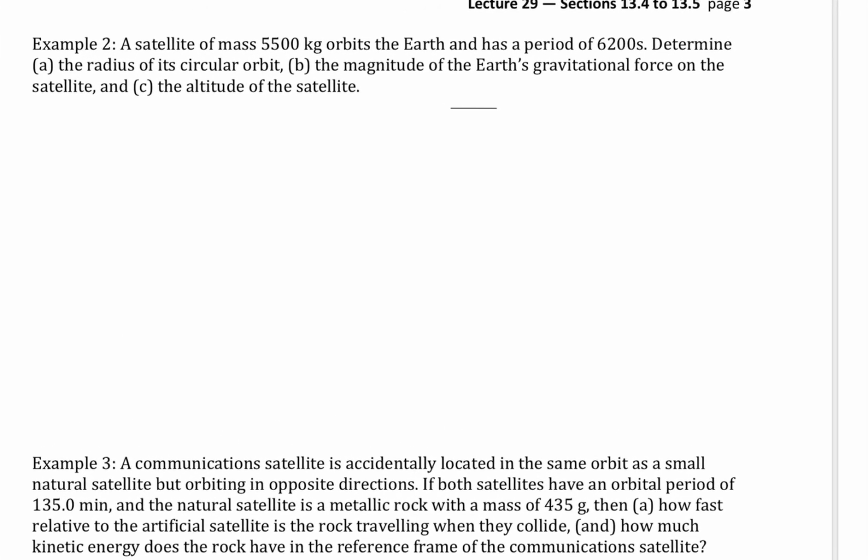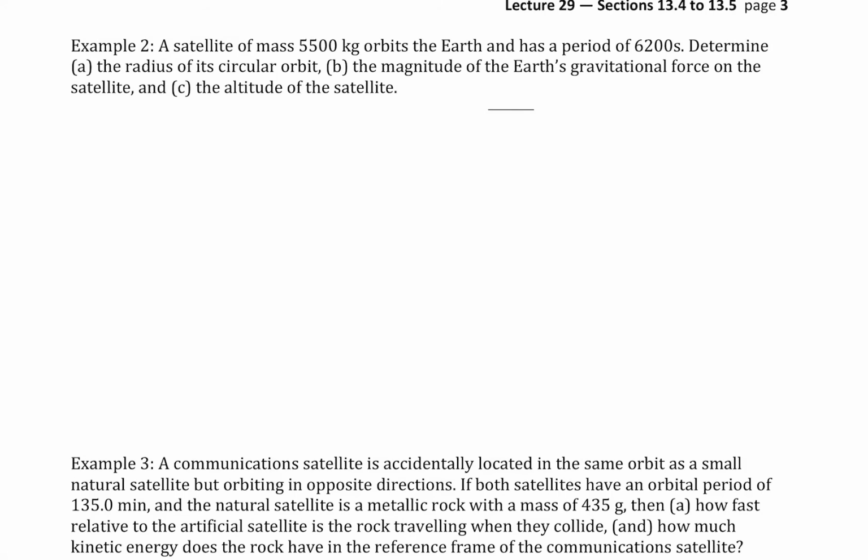Okay, example 2. Let's look at a more typical satellite. We have a satellite that has a mass of 5,500 kilograms, okay? It's going to be orbiting Earth and has a period of 6,200 seconds here. And we're asked for the radius of its circular orbit, the magnitude of the gravitational force on it, and its altitude. All right. And by the way, the fact that we're given the mass of the satellite is only useful because we're finding the magnitude of the gravitational force from Earth on that satellite.